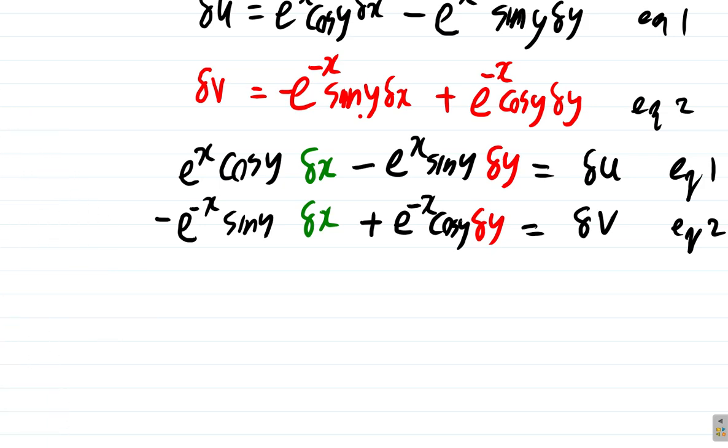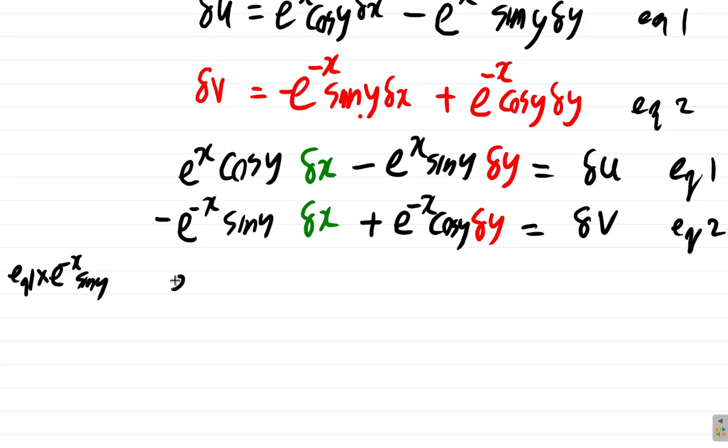Now notice if you multiply equation 1 by e to the negative x sine y and then equation 2 by e to the x cos y, we will get the same thing times delta x above and below, and we could just subtract them or add them in this case. So equation 1 by e to the negative x sine y. What happened when you do that?